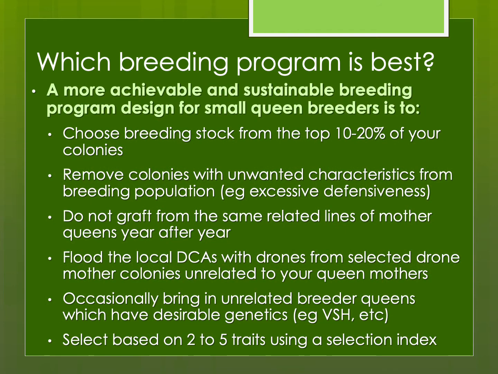For small queen breeders, who might not have an island to put their bees on or a mountain valley, you can still control your breeding stock in different ways. One way is to select the stock from the top 10 or 20% of your colonies, looking at multiple characteristics. If colonies have any unwanted characteristics, remove them immediately, especially things like excessive defensiveness. That's one that you definitely don't want. If a colony has a very high amount of mites as compared to other colonies, that should probably be taken out of your breeding program right away too.